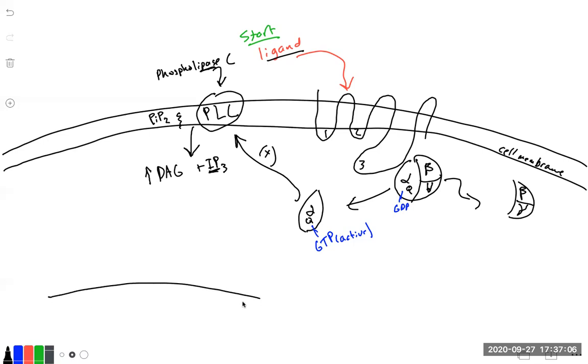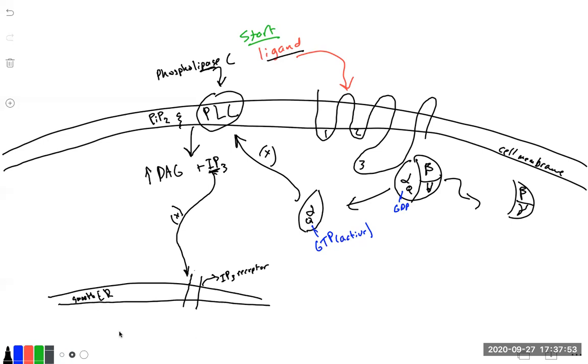Well, down here in the other part of the cell, we have our smooth ER. And in the smooth ER, we have what's called an IP3 receptor. So you could guess that IP3 is going to go to this receptor. Let's move that arrow over a little bit, and it's going to activate that receptor.